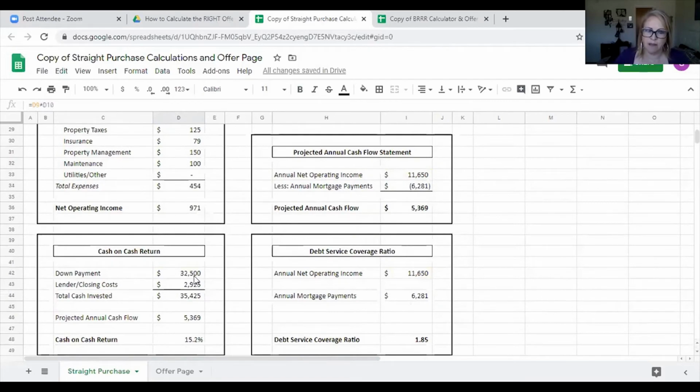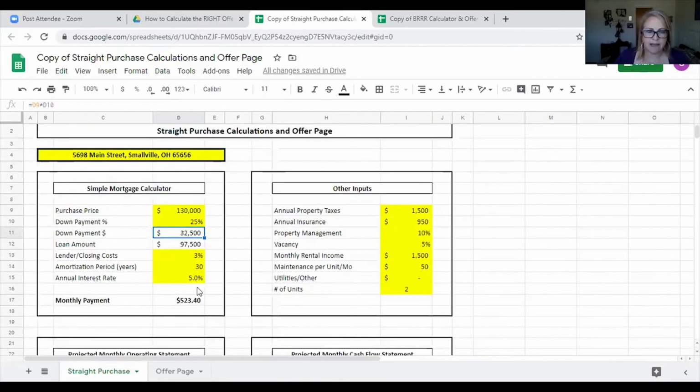Okay, so we have our down payment plus the lender and closing costs. And remember that came when we said about 3%. If you don't know, if you're just going into a deal and you have no idea, 3% is a reasonable number to use as a plug until you find out, like in due diligence.